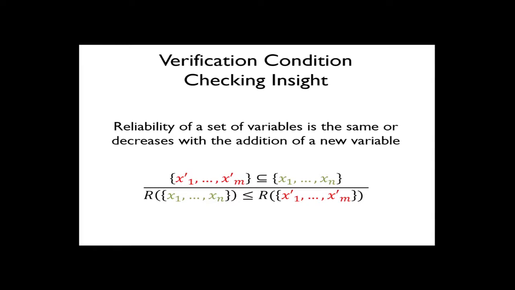So what we have down here at the bottom, for example: if I know that the set of variables in the reliability term on the right side of my inequality is actually a subset of those on the left side, then I demonstrate that this relationship between the two reliability terms holds.